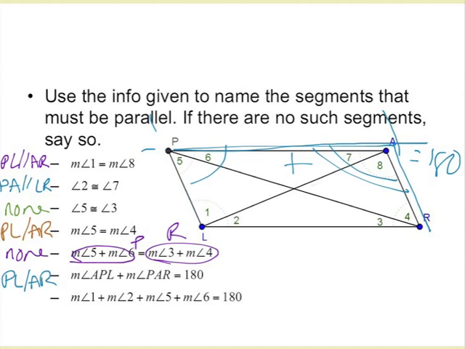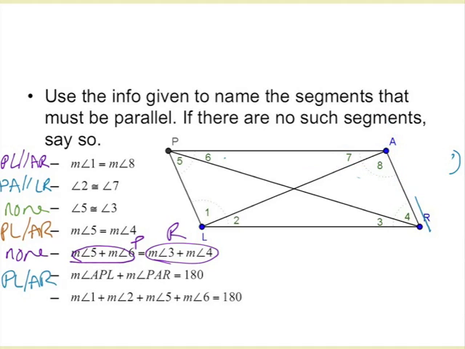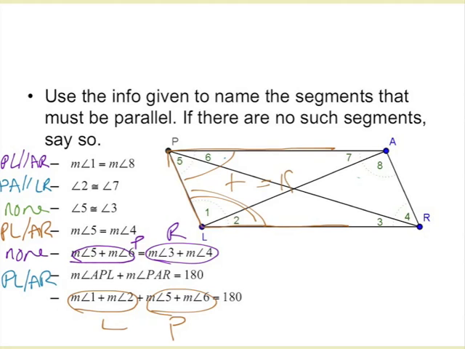And our last one says 1 plus 2, which in the picture are next to each other, so I can just go ahead and combine those together and say that that is the whole angle at L. And 5 and 6, which are next to each other, so I can combine that together and say that's the whole angle up at P. And it says if I take those and add them together, I should get 180. So this is like the last picture turned on its side. They're still same side interior. They're still adding up to 180. So that gives us some parallels. But this time, I have different lines traced out. So it's PA and LR.